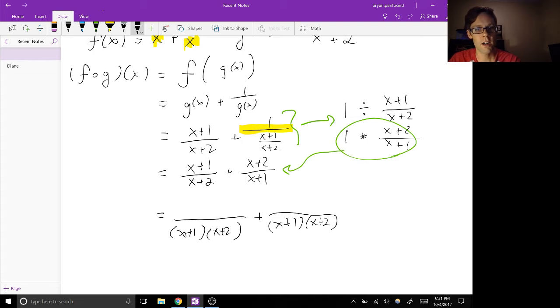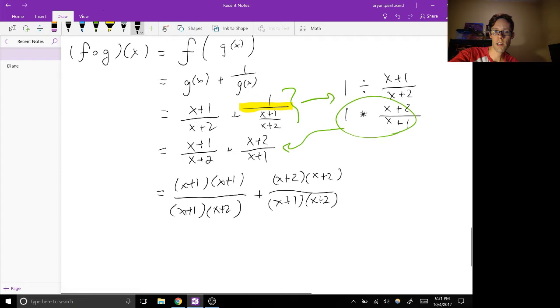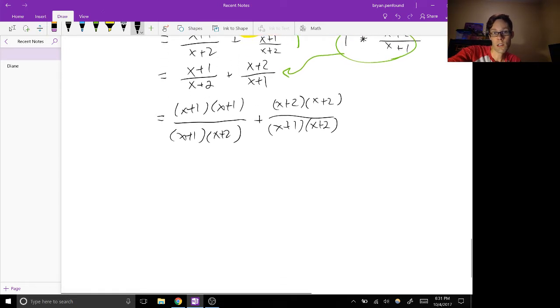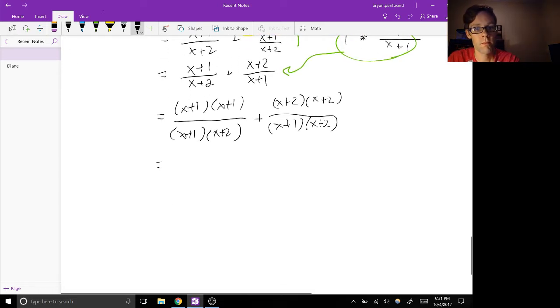And it looks like our first fraction was missing an x plus 1, and our second fraction was missing an x plus 2. So let's go ahead and expand out this numerator and see what it looks like. So x squared plus 2x plus 1, and x squared plus 4x plus 4.